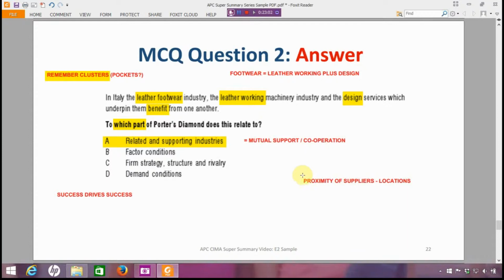One point I'll draw your attention to here is the idea of the proximity of suppliers. In other words, if you have the opportunity, perhaps you're working within the leather footwear industry, to deal with or liaise with a supplier who's in a nearby town or perhaps in the same town, it's a lot easier than dealing with someone who's outside your own country. So proximity is important, location is important, and where you have clusters or pockets of related industries, it makes it easier for players within that industry to develop their business more quickly.